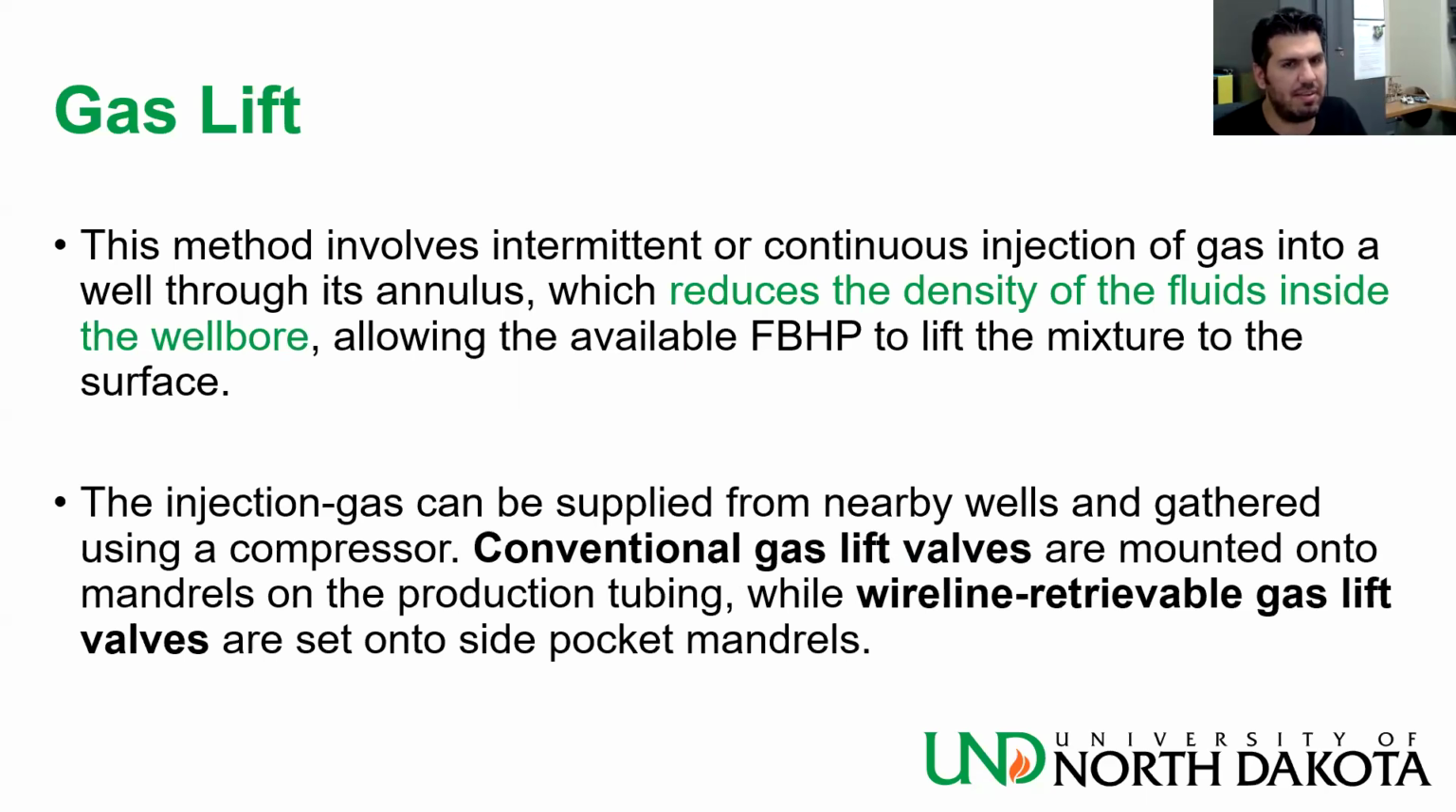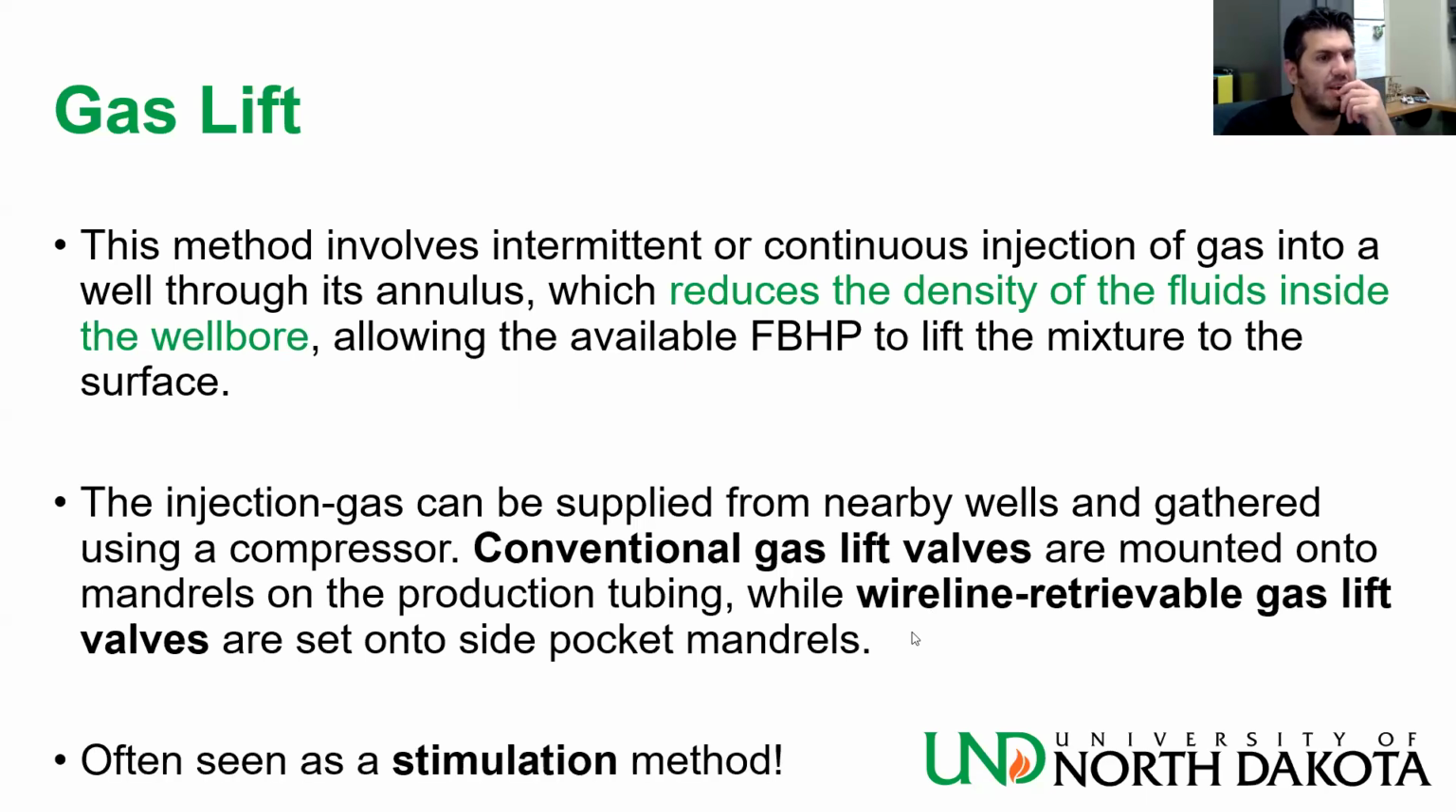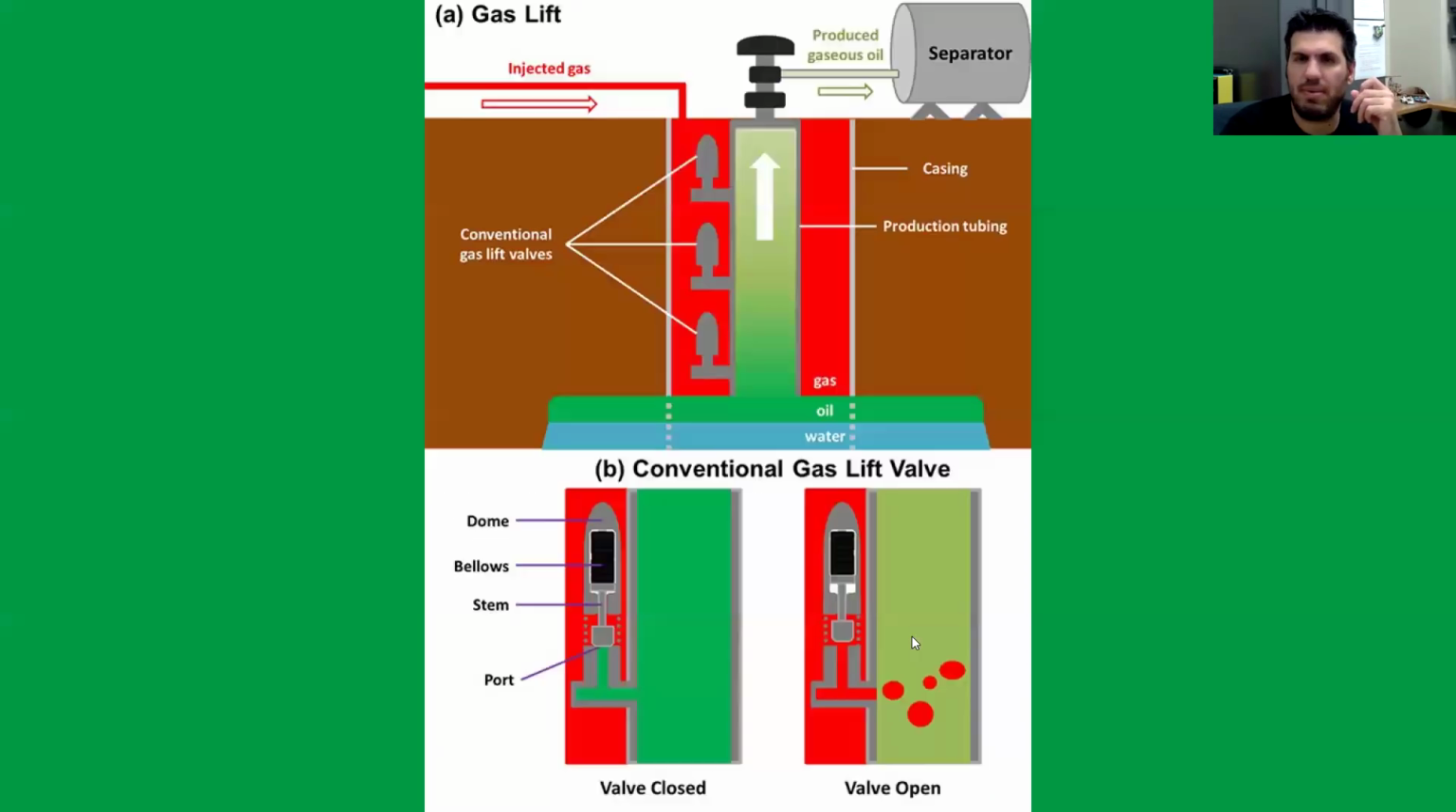Conventional gas lift valves are mounted into mandrels on the production tubing, while wireline retrievable gas lift valves are set into side pocket mandrels. It's often considered a stimulation method, and I think this picture would make you understand what I'm trying to say. You have those conventional gas lift valves on the side of the production casing or production tubing.